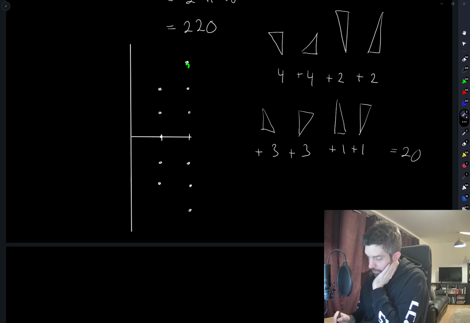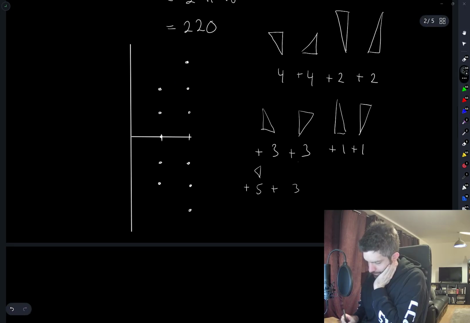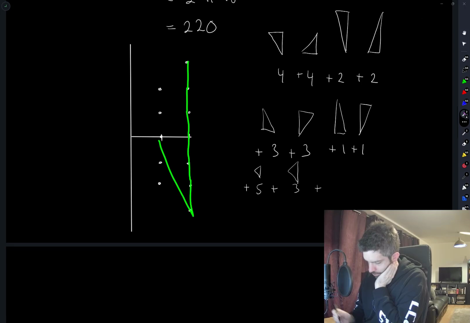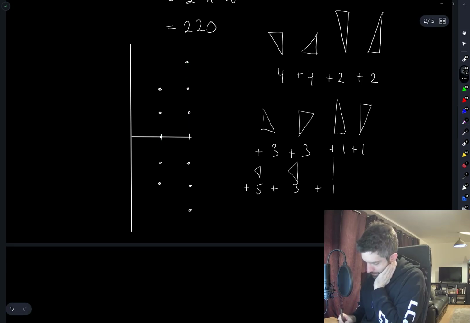Okay. This is all of the right triangles. But then I also have, how many of these do I have? 5. Plus 3. Okay. Will there be more? 1, 2, 3, 4, 5, 6, plus 1. I'll flip them the other way.